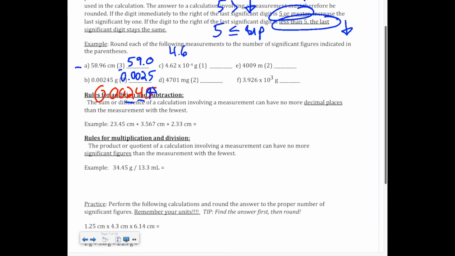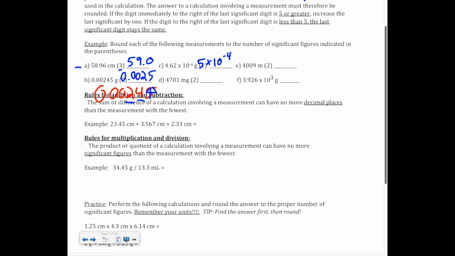Now we want to round this one to 1 sig fig. So for 4.62 times 10 to the minus 4, we're going to take that first sig fig right there, and we are going to round up. The next one is a rounding digit, so we're going to call it 5 times 10 to the minus 4. You can't forget that coefficient because those still hold place value.